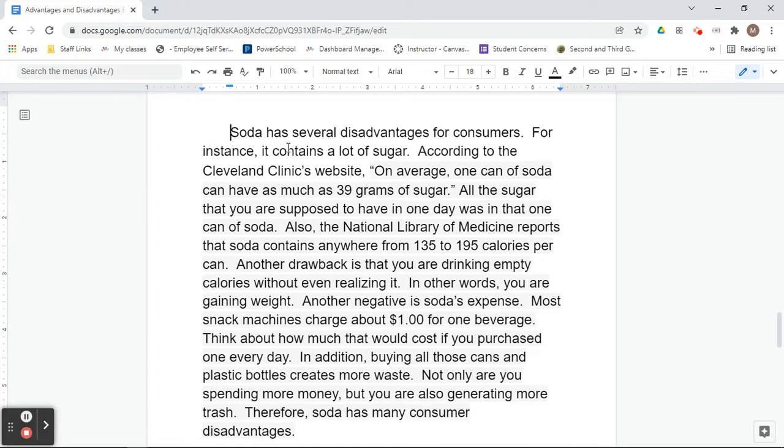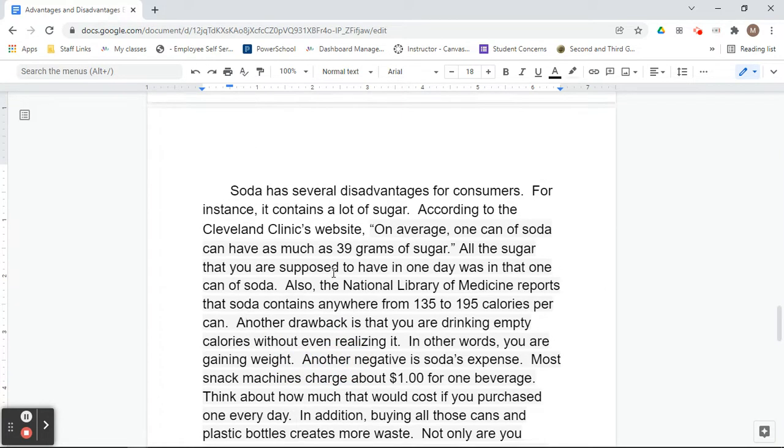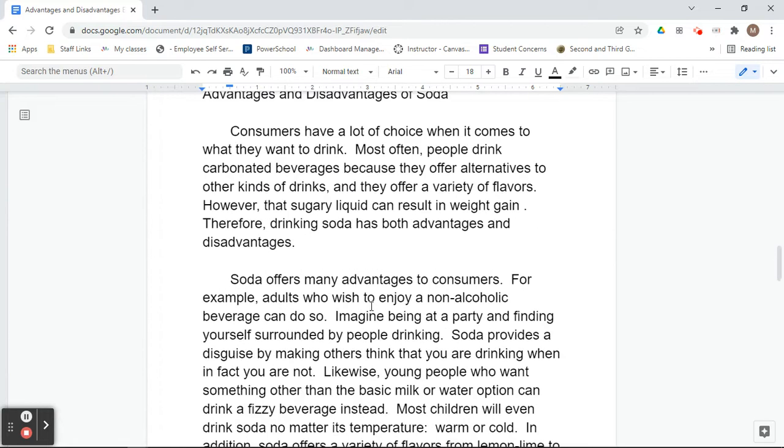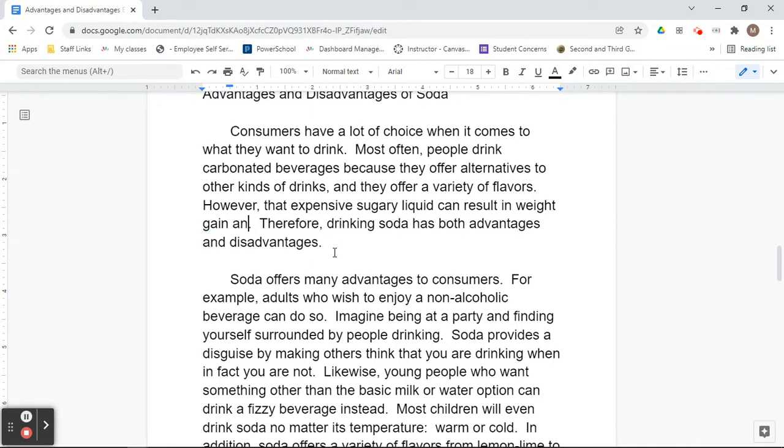And now I'm probably back to the 16 writers. That's funny. Think about how much that would cost if you purchased one every day. In addition, buying all those, yeah. So I still haven't fixed the another, but I'm thinking about the cost. So going back up here, however, that sugary liquid can result in weight gain. And maybe I can say, however, that expensive sugary liquid can result, because now I'm addressing the cost. So, however, that expensive sugary liquid can result in weight gain and really more waste.